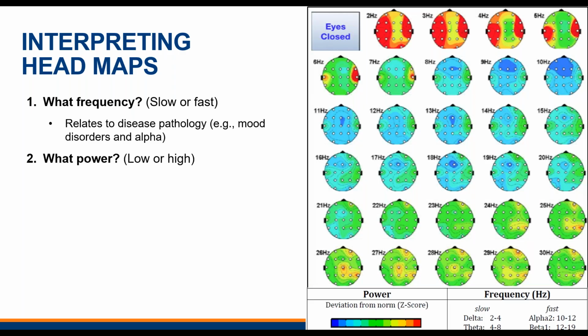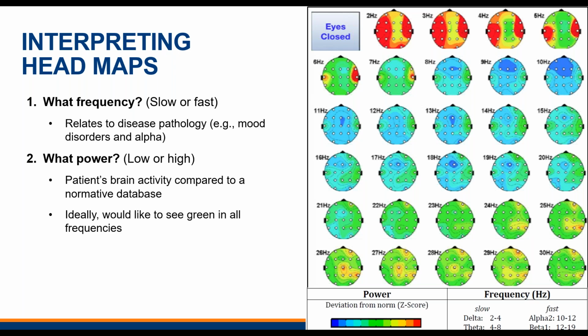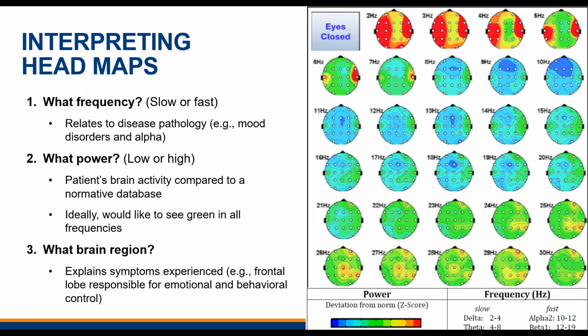And then, of course, what power? Are you looking at red or are you looking at blue? Ideally, we're looking at green because that would mean your patient doesn't differ from the norm. Otherwise, we're keeping in mind, is it a deficit or an excess? And then finally, what brain region has gone wrong? Our brain regions are going to really relate back to the symptoms that the patient is experiencing. So if you have a problem in the frontal lobe, the patient is probably going to be experiencing emotional and behavioral control problems.